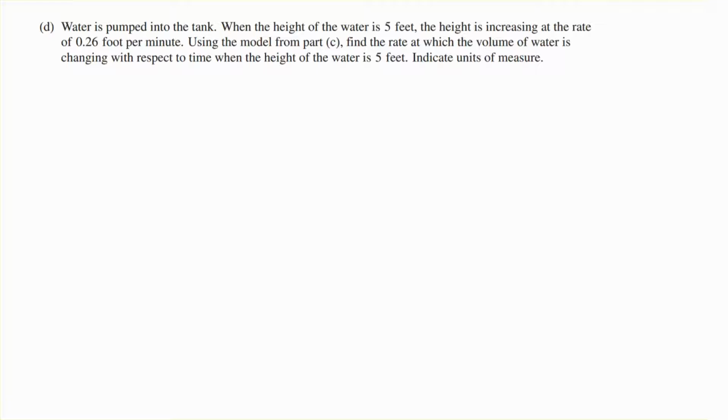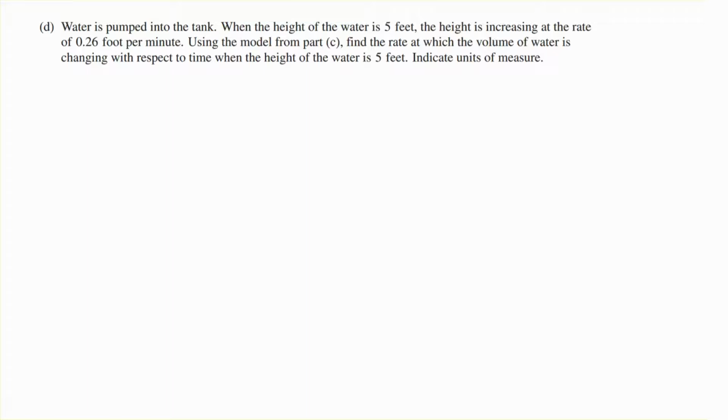Finally, D says water is pumped into the tank. When the height of the water is 5 feet, the height is increasing at a rate of 0.26 foot per minute. Using the model from part C, find the rate at which the volume of water is changing with respect to time when the height of the water is 5 feet. Indicate units of measure. Let's start by analyzing what this question is really asking for.